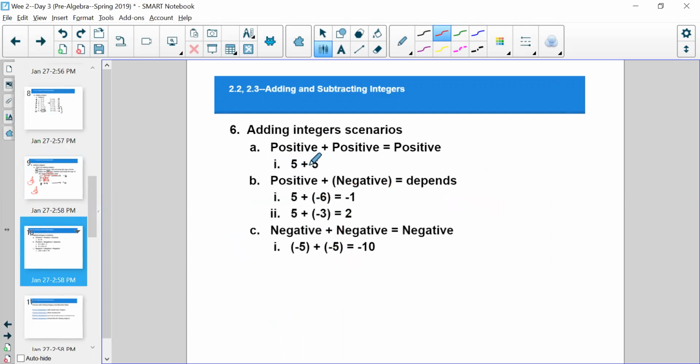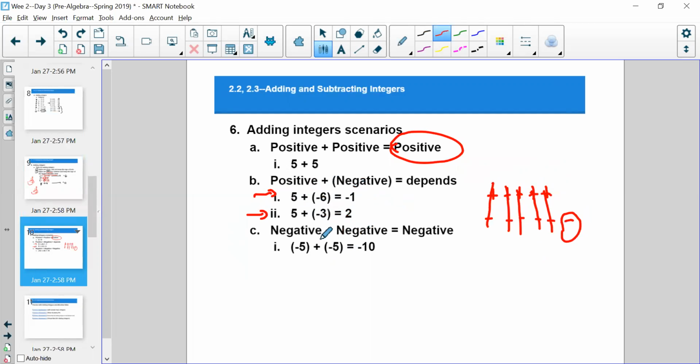So if you got two positives, of course that answer is going to be positive. If you have a positive plus a negative, it's not always a positive, it's not always a negative. It depends. For instance, right here, this is an example of where they're both different. So if you look here, you get 5 plus a negative 6. If you were thinking of the counters, you actually have 1, 2, 3, 4, 5 positives, 1, 2, 3, 4, 5, 6 negatives. You actually have more negatives. So all these zero pairs would disappear, leaving you with one negative.